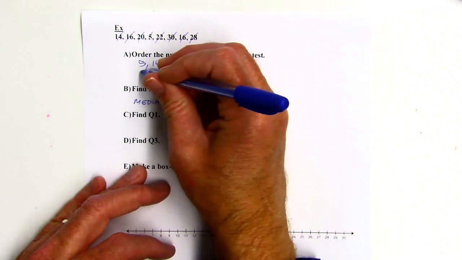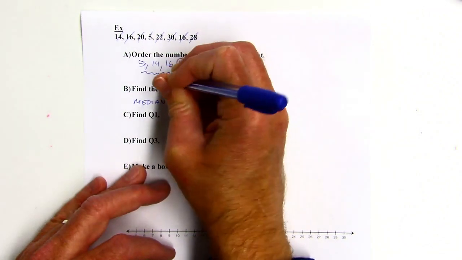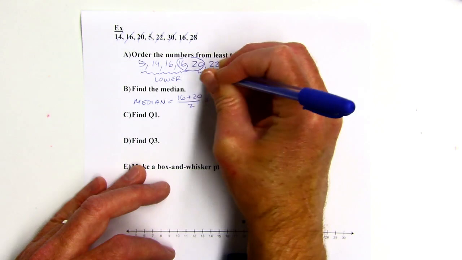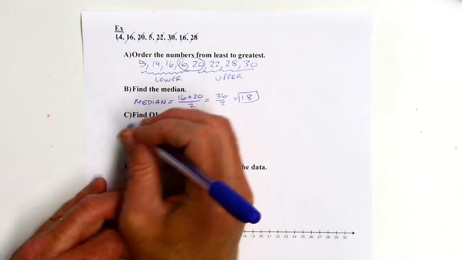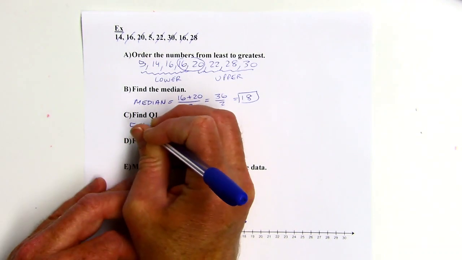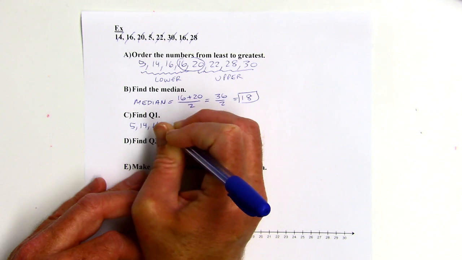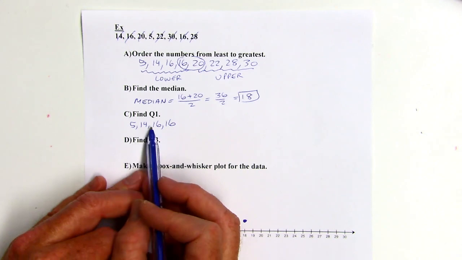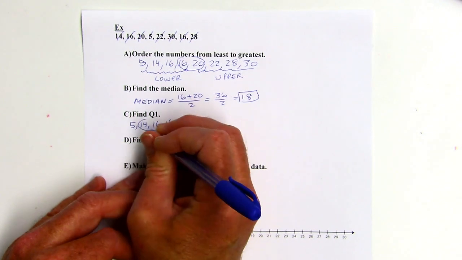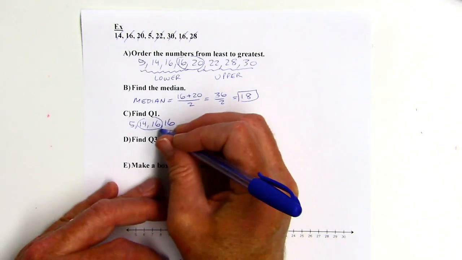All right, so what I'm going to do to find Q1, it's going to be the median of the lower half of the numbers. So this would be the lower half, right? And then the upper half would be those ones. Okay, so I'm taking 5, 14, 16, and 16. That's the lower half, and I'll find the median of that. Well, there's an even number of data points, so it's going to be the average of 14 and 16, which is going to come out to 15, right?